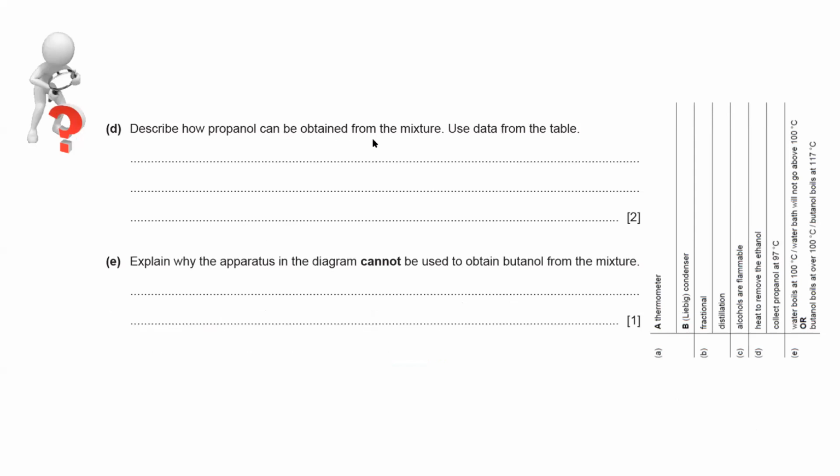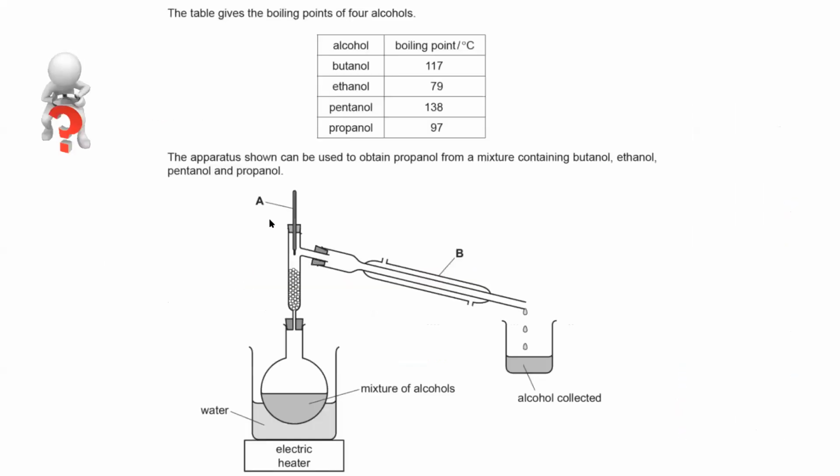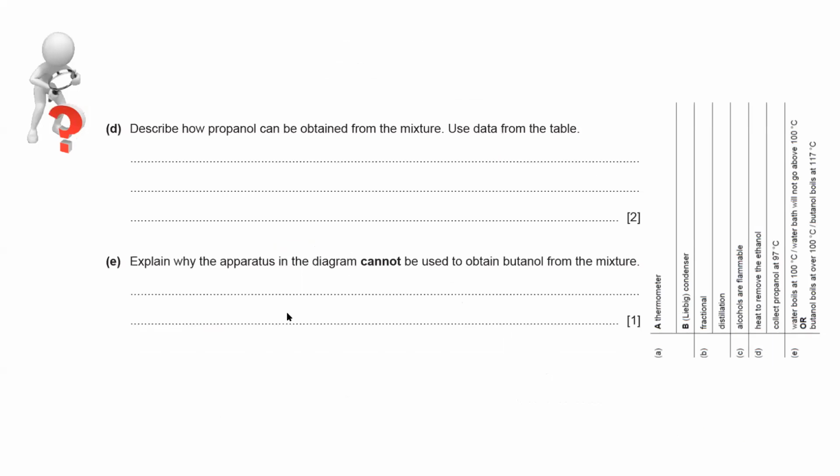Describe how propanol can be obtained from the mixture. Use the data from the table. So how can we collect propanol? First, what is the boiling temperature of propanol? It is 97. So we should supply heat energy until the thermometer records 97. So we will collect propanol.